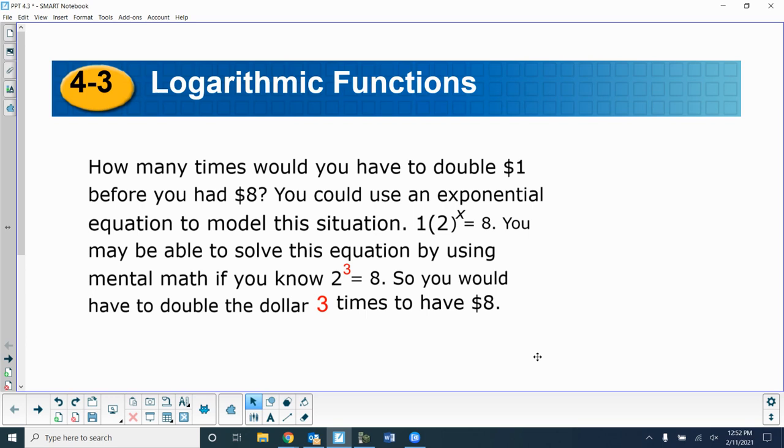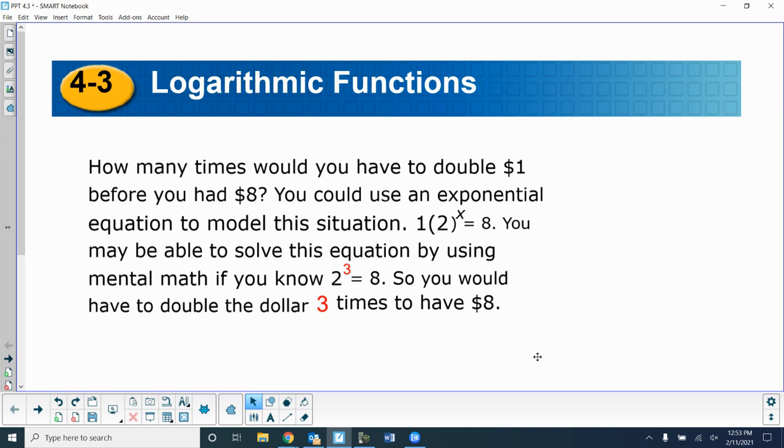Alright, so these logarithms that we're going to do are the inverse of these exponential ones that we did on yesterday's quiz. Okay, so here's a little example. It says, how many times would you have to double $1 before you had $8? You could use an exponential equation to model this situation. 1 times 2 to the x power equals 8.